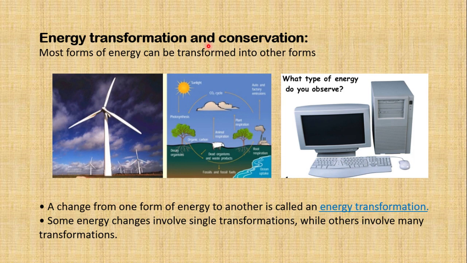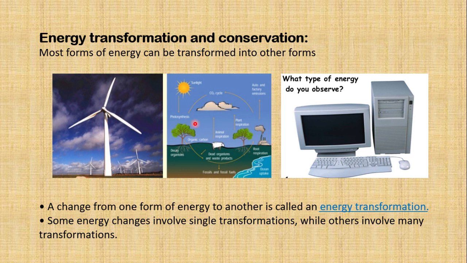Energy transformation and conservation. Most forms of energy can be transformed into other forms. There are some examples. Look, the first example. Can you guess which type of the energy transformation takes place? Yes, this is the wind farm. Wind energy is used to move the windmill. That is mechanical energy. This mechanical energy now converts to electrical energy.